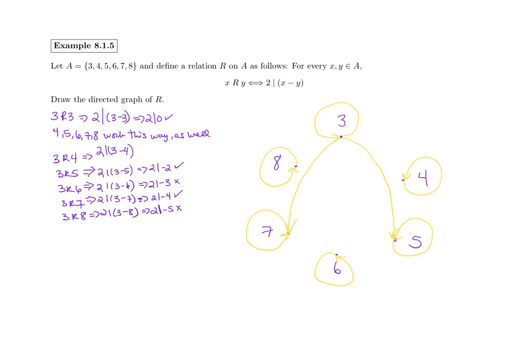Here's the really cool thing, is that this relation actually works the same way in the opposite direction. If we did 5 to 3 and 7 to 3, we would find that they also work. Does 2 divide 5 minus 3? Well, absolutely, because that's 2. Does 2 divide 7 minus 3? Again, absolutely, because that is 4, which is a multiple of 2. So we can actually add an arrow back from 5 to 3 and from 7 to 3.